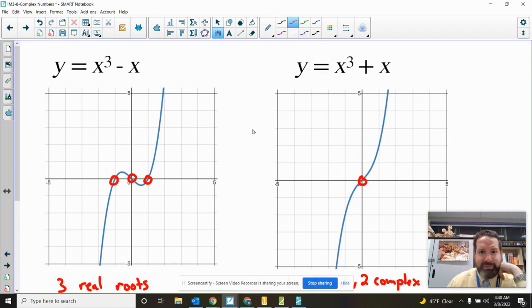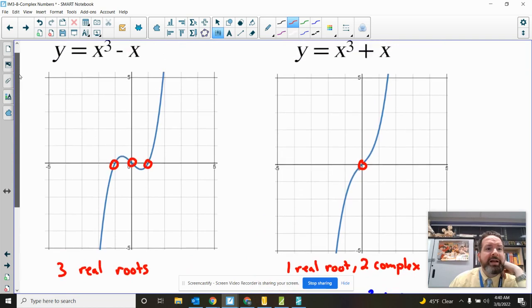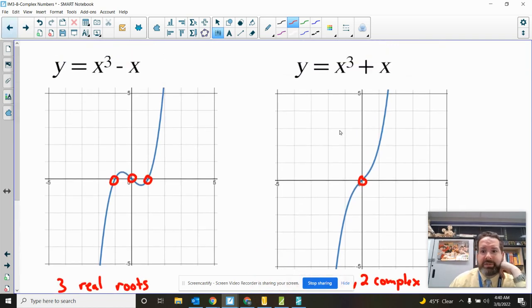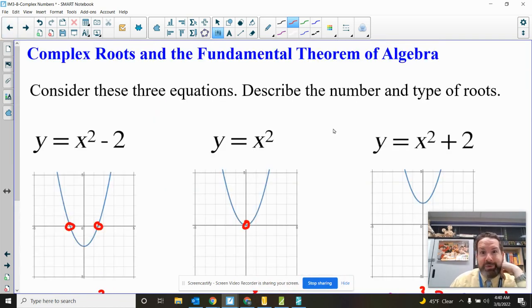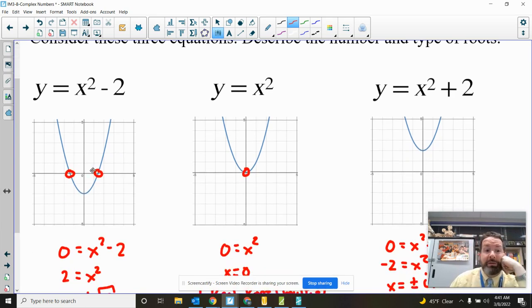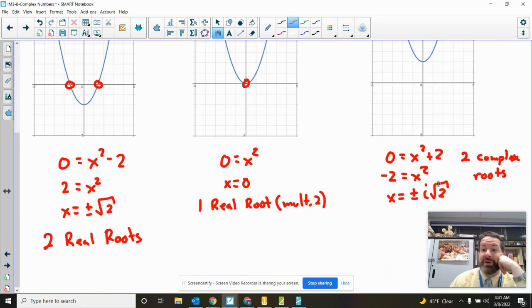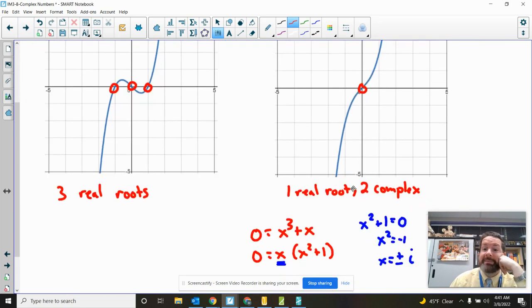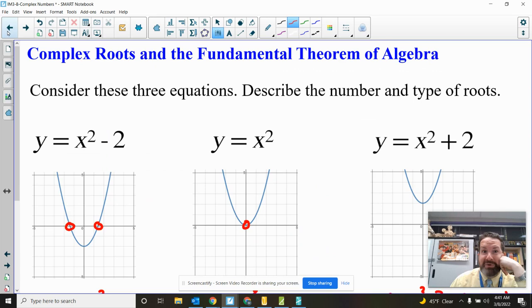Here's what I want you to take away from this. The complex numbers are sometimes needed when you're finding the roots of an equation, and roots are important. Those are the DNA of a polynomial. That's what makes it do what it does. Sometimes your roots are real, sometimes your roots are complex, and sometimes it's a mix. But what I want you to see is how many there are.